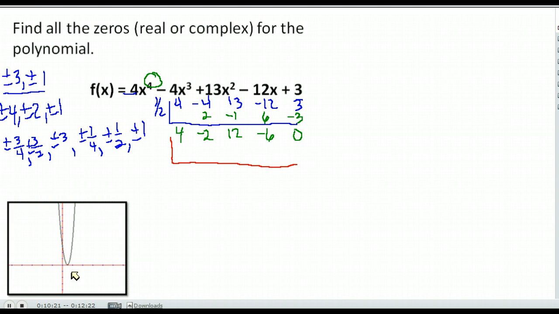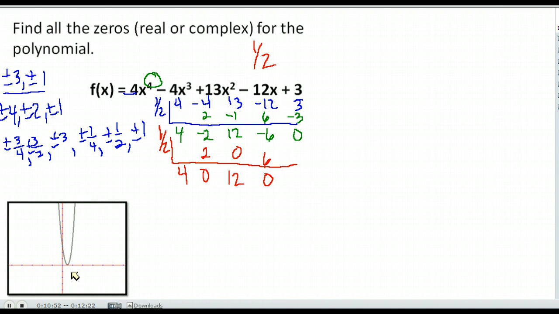We don't want to go back up to the top, or we're not going to get down to our x squared polynomial. We noticed again on the graph that this should have at least multiplicity 2, and even multiplicity since it touched the x-axis instead of crossing. So let's try 1/2 again. And we find that yes, it does work twice. So one of my answers is 1/2 with multiplicity of 2.